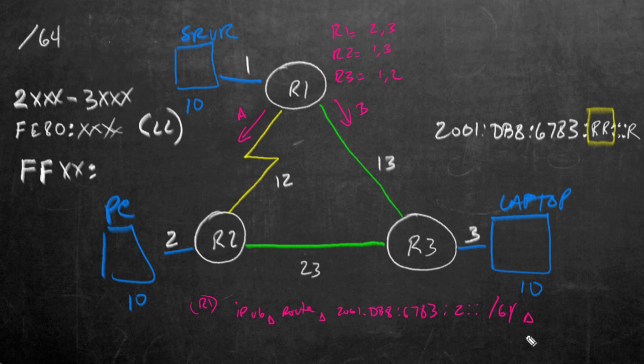Should it be R1 or R2? I'm sorry, R1 is itself. That'd be sad. That'd be not R2 or R3. Who should be the next hop?